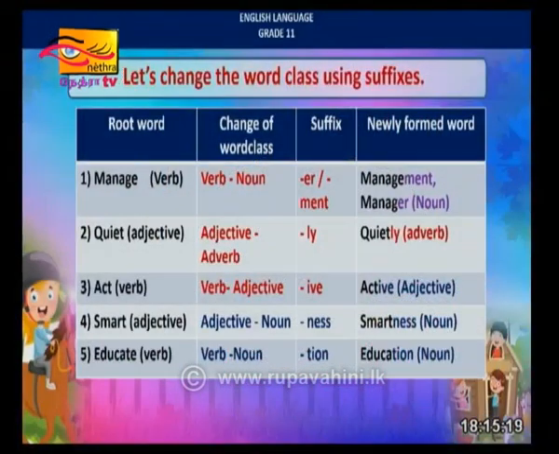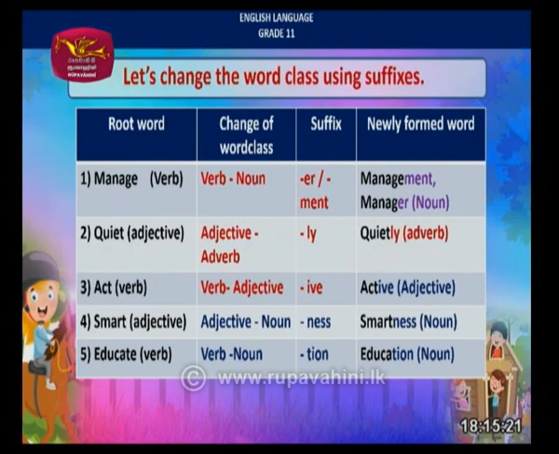Let's look at the screen now. That is your board. Right. So you can see a grid there, and you have the root word, change of word class, suffix, newly formed word. Those are the topics of the columns. So, in this column, root word, you have these 5 words. Those are manage, quiet, act, smart and educate.